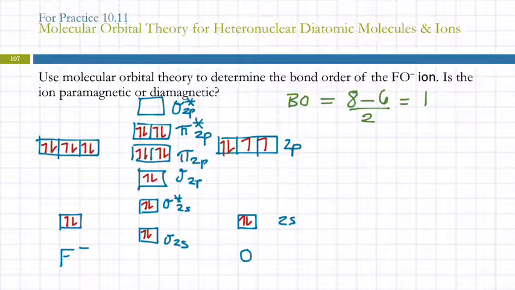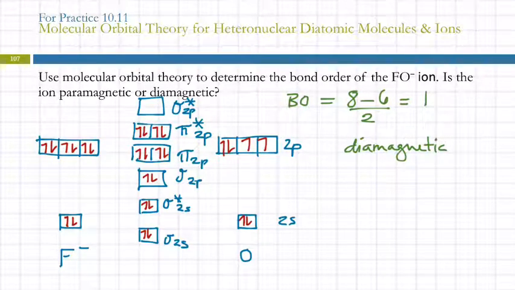Okay, so there's our answer to the bond order. Is it paramagnetic or diamagnetic? Diamagnetic. All of the electrons are paired. Diamagnetic means it would not be attracted to a magnetic field. So we just look at the middle one when we do that one? Yeah, you're just looking at the molecular orbitals to answer the bond order and whether it's diamagnetic or paramagnetic.